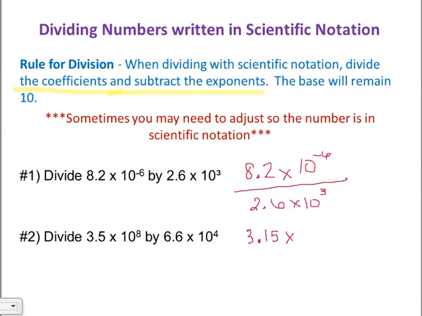And then I'm going to subtract my exponents. I'm going to take -6 minus 3. So watch the negatives there. We're going to take -6 minus 3. So I'm going to get -9. 3.15 times 10 to the -9. And that's our final answer.